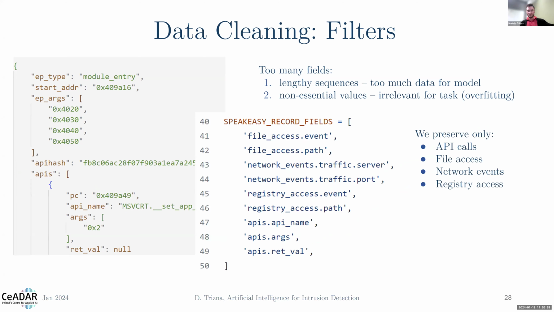So in our case, for aficionados, those that are deep maybe in this topic, I just want to mention that we preserve API calls, file access, network events, and registry access. And those four types of data are enough for the model to basically give the best possible predictions.